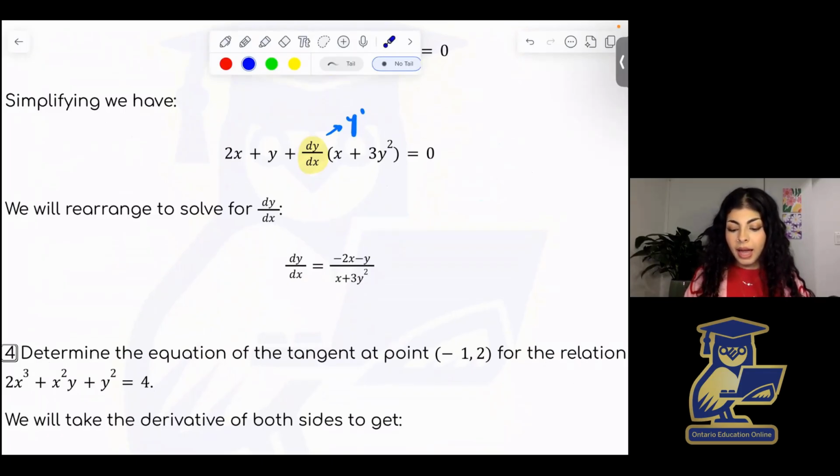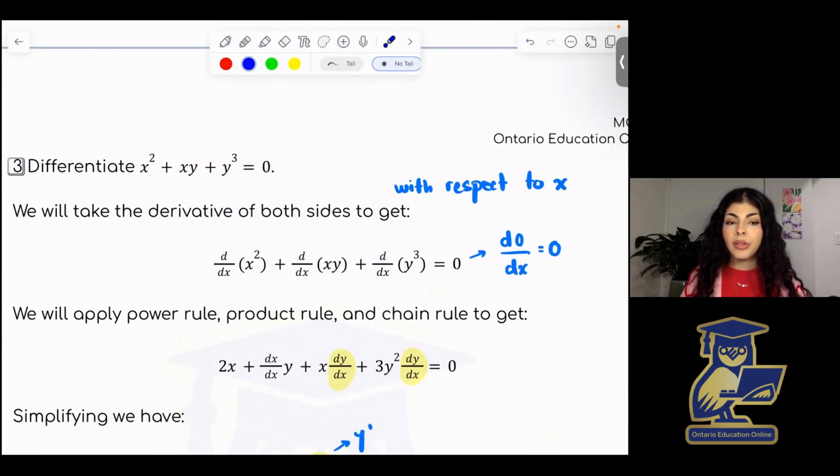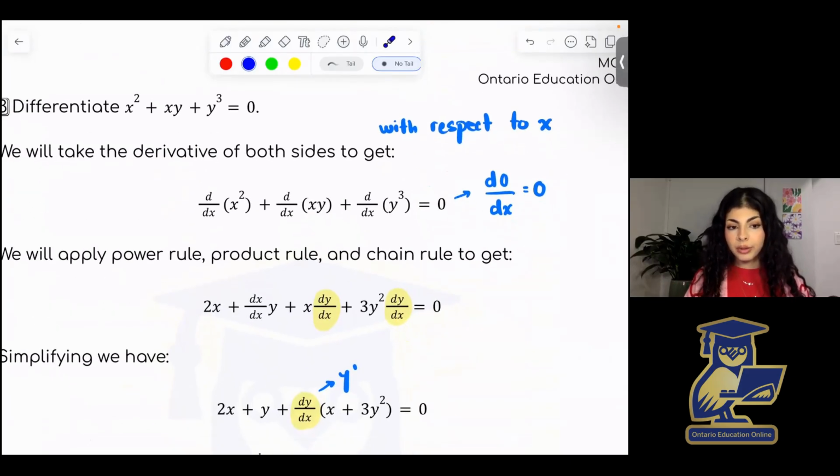And again, I hope you can see you weren't able to find the derivative here using any other methods that you've seen so far, but implicit differentiation actually gives us a very simple way of solving for the derivative.